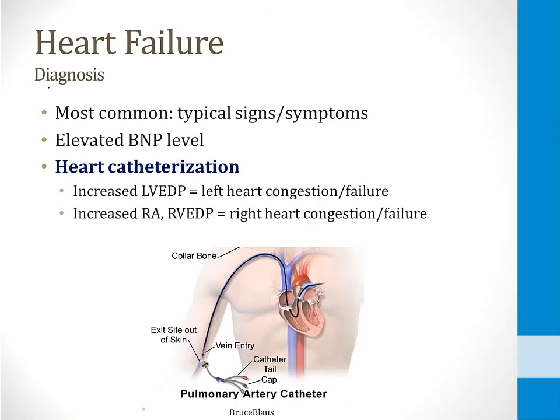I'll finish with this slide and talk about how we make a diagnosis of heart failure. The most common way heart failure is diagnosed is by identifying the typical signs and symptoms in a patient. If a patient has dyspnea and rales and elevated jugular venous pressure and edema, that patient will receive a diagnosis of heart failure. As I mentioned before, an elevated BNP level in the plasma can be helpful for a diagnosis of heart failure. And then finally, I just want to mention that the definitive way to diagnose heart failure is to perform a heart catheterization.